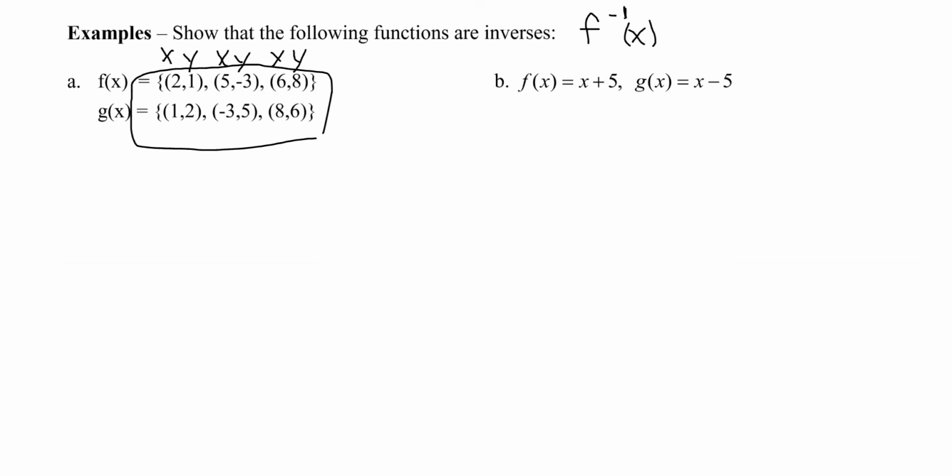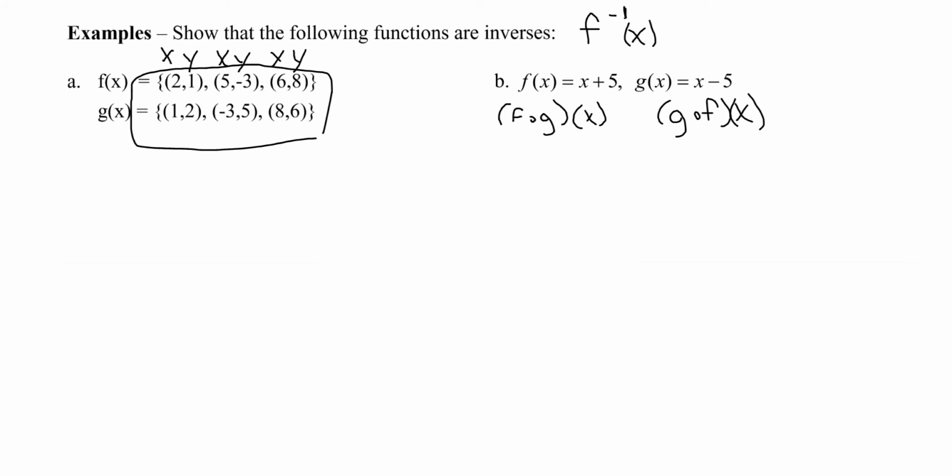Now, for B, we have two functions where they give us the equations, and we have to show if they are inverses or not. The way to do that is to do the composition of both functions, and if you simplify them, you will get x each time. So we're going to first do f composed with g of x, and then we're also going to do g composed with f of x.